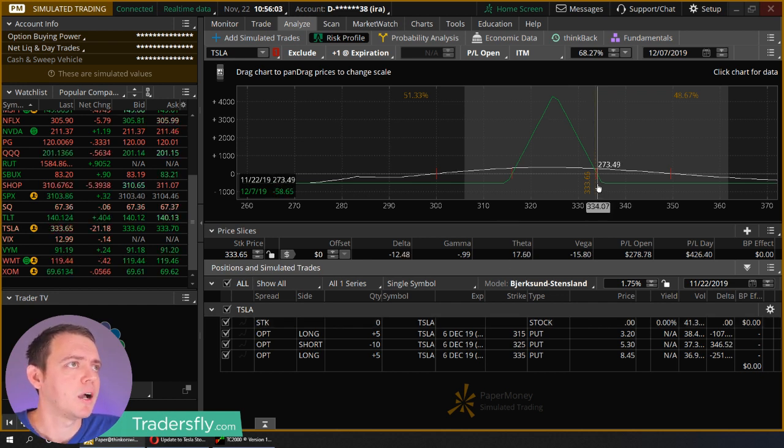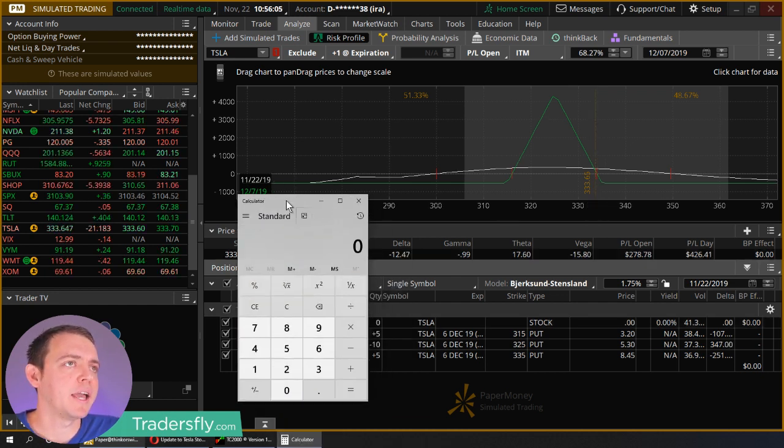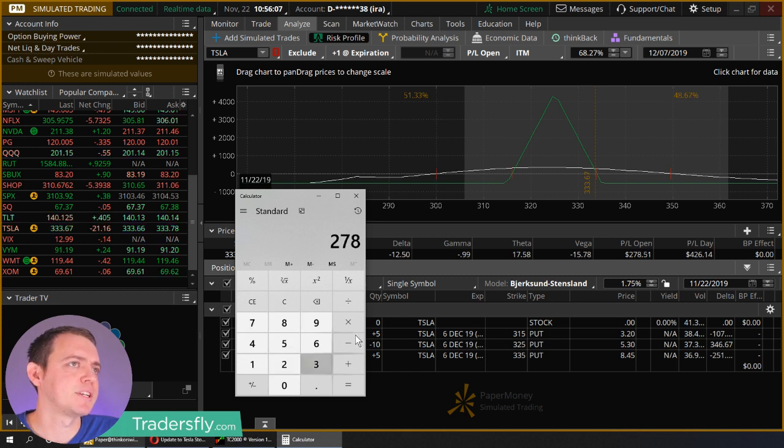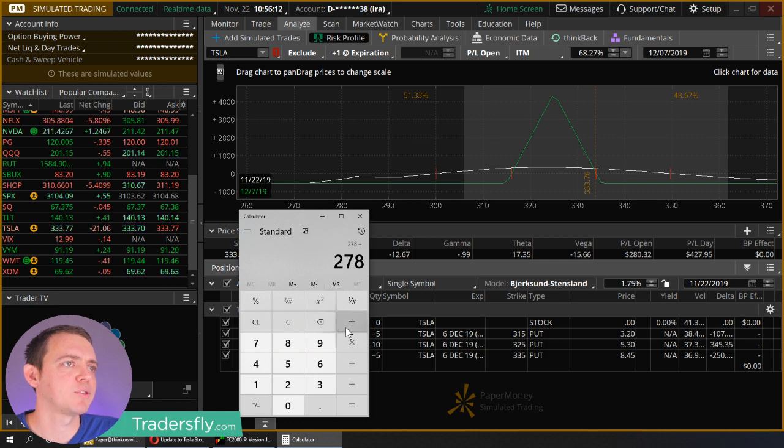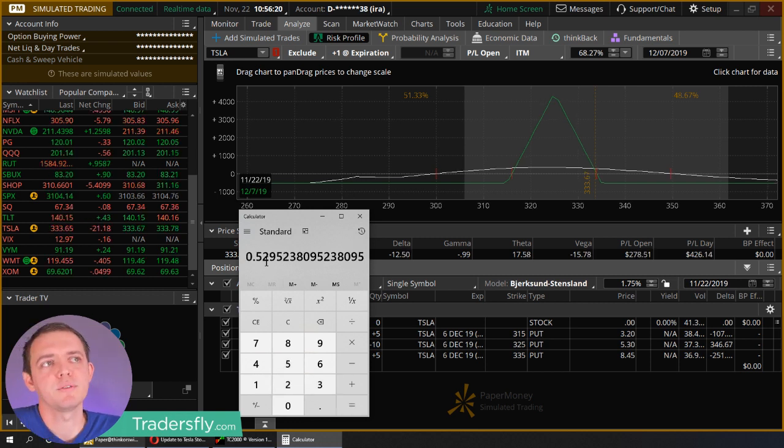And we're up about 278. So when you look at a calculator, 278 divided by our margin, which was 525, that's a 52% return on investment.